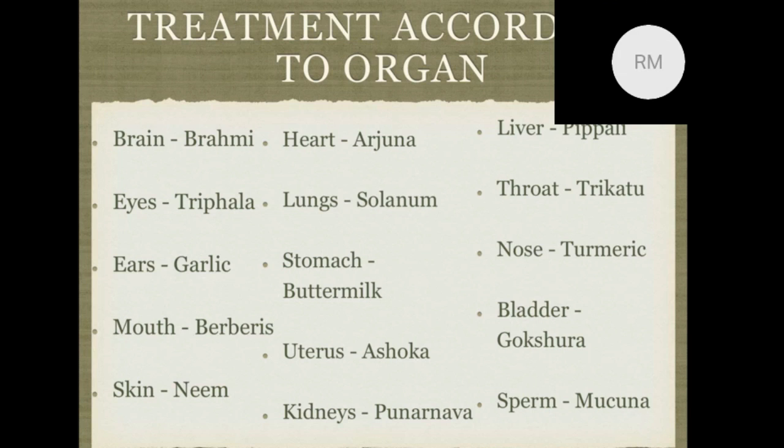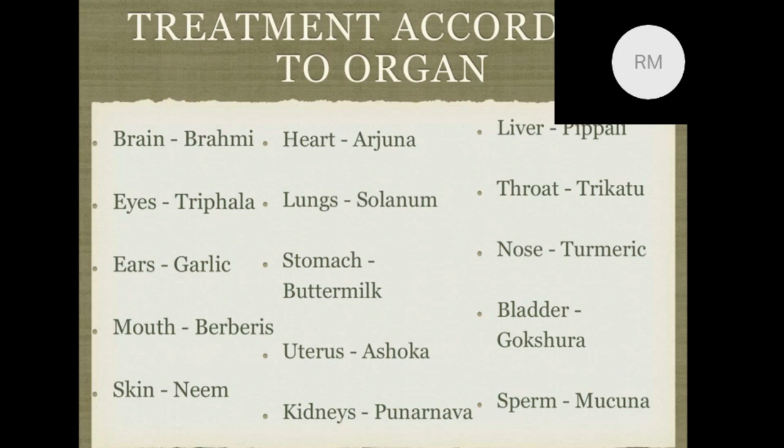So we have, for the brain, Brahmi; for the eyes, Triphala; for the ears, garlic; for the mouth, berberis; for skin, neem; for heart, Arjuna; for lungs, solanum; for the stomach, buttermilk; for uterus, Ashoka; for kidneys, Punarnava, a herb which is called Boerhavia diffusa. And then for the liver, we have Picrorhiza.